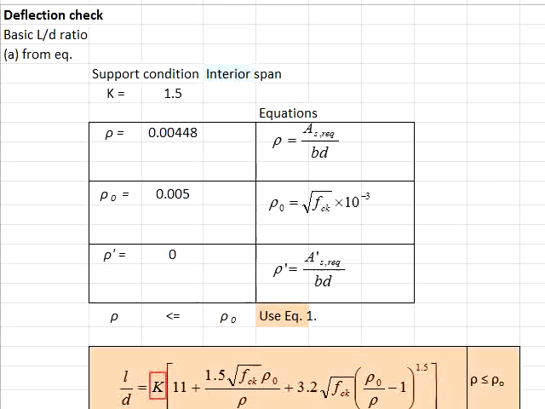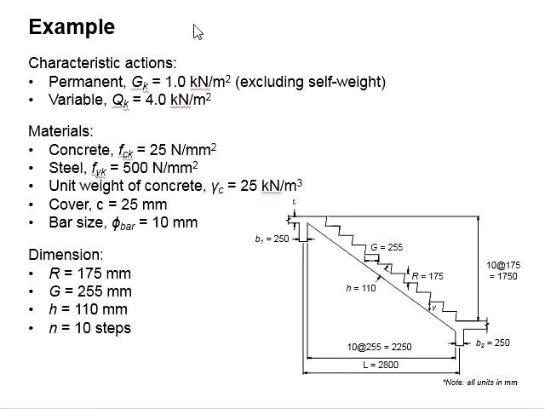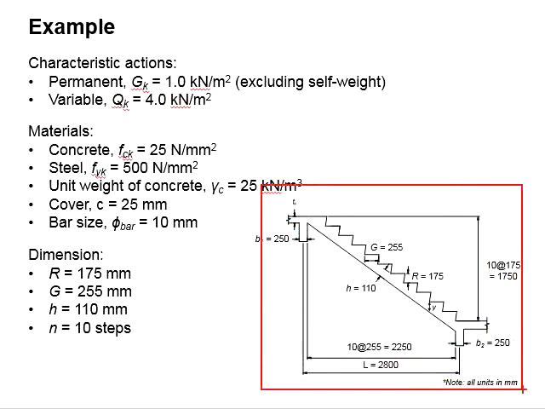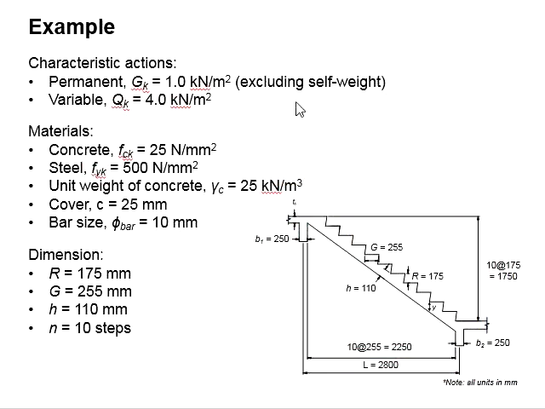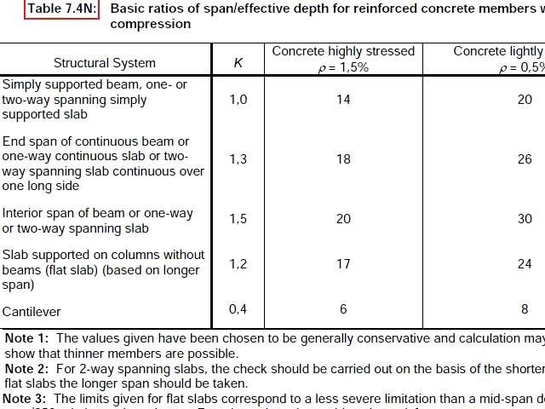First, you will need to determine the K value. This refers to the setup of the staircase here. You have a slab adjacent to the staircase. That means this staircase span is an interior span between 2 adjacent slabs. From Table 7.4 in Eurocode 2, interior span, you know that K equals 1.5.